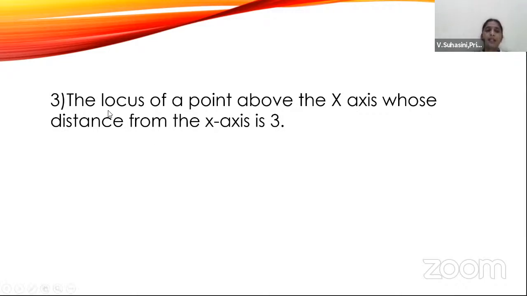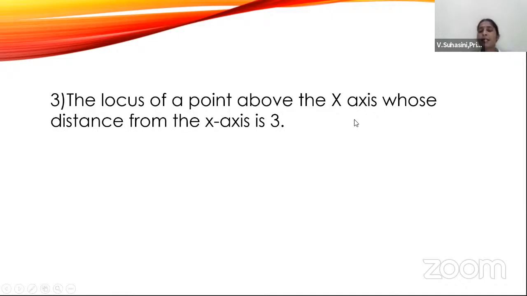Third question, children. The locus of a point above the x-axis, whose distance from the x-axis is 3. Locus, in the sense, now we have to find the points. Which points? The points which follow a rule. Which rule? All the points we are going to see now must be above the x-axis.